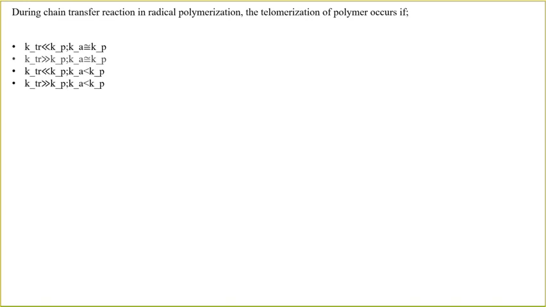So when does that happen? When the chain transfer reaction rate is greater than the propagating rate, and the reinitiation rate is equivalent to the original propagating radical. So which can be described by option B, where KTR is greater than KP and Ka is equal to Kp.